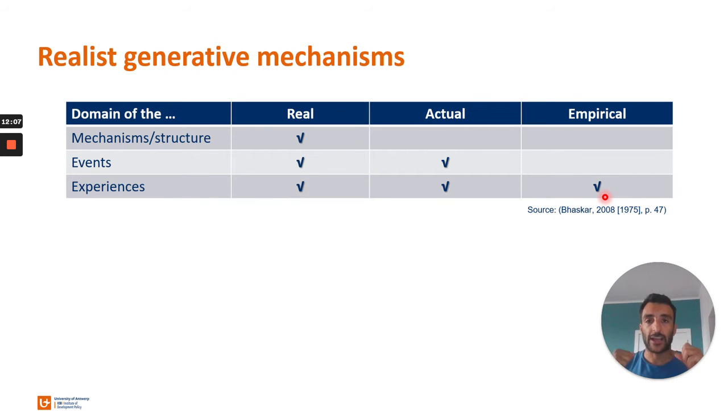And the essential thing here is that in realism, critical scientific realism, we aim to focus on the domain of the real, trying to understand mechanisms and structures, which are then manifested or which are observed within the domain of the actual and the empirical.